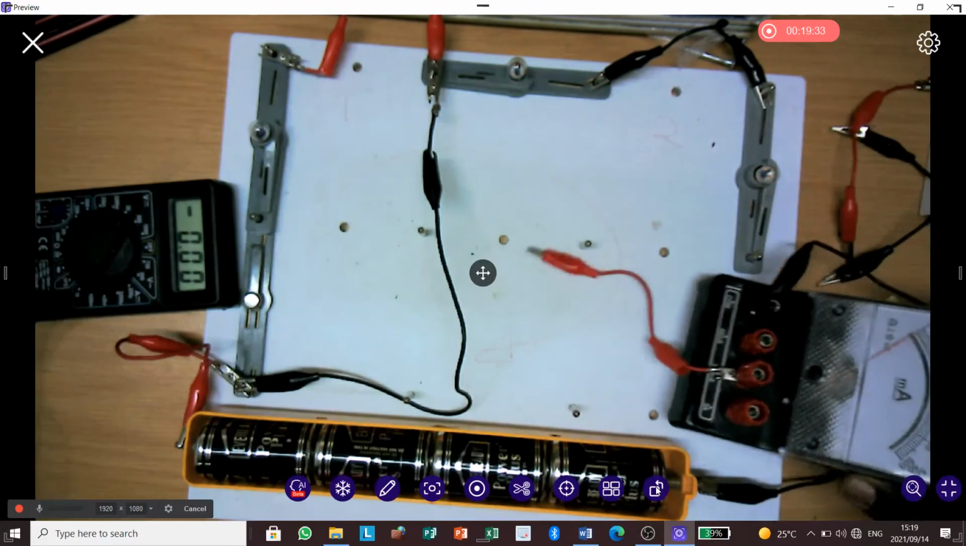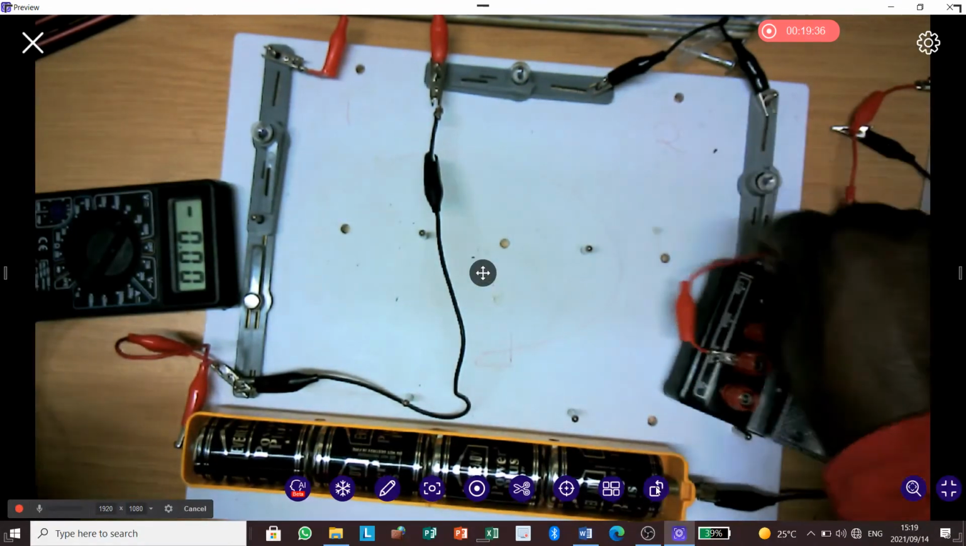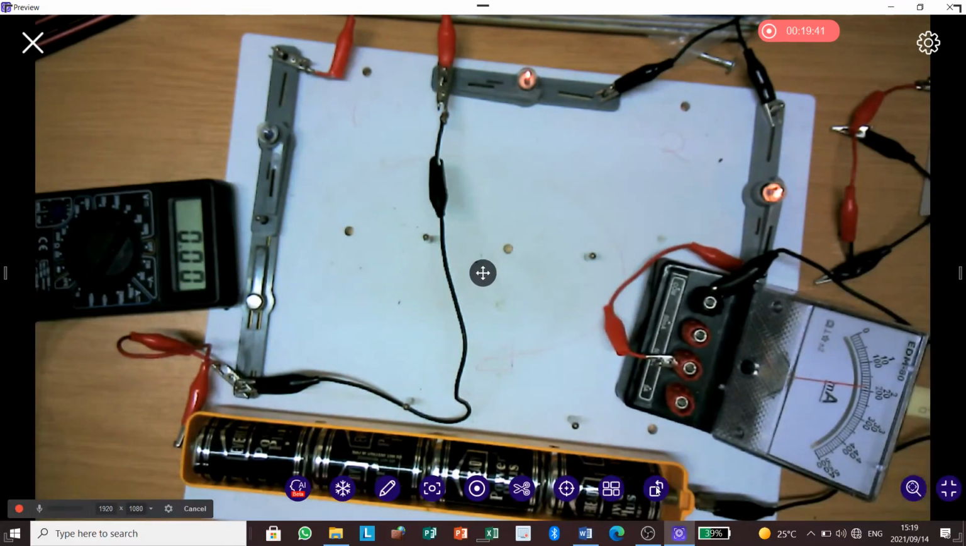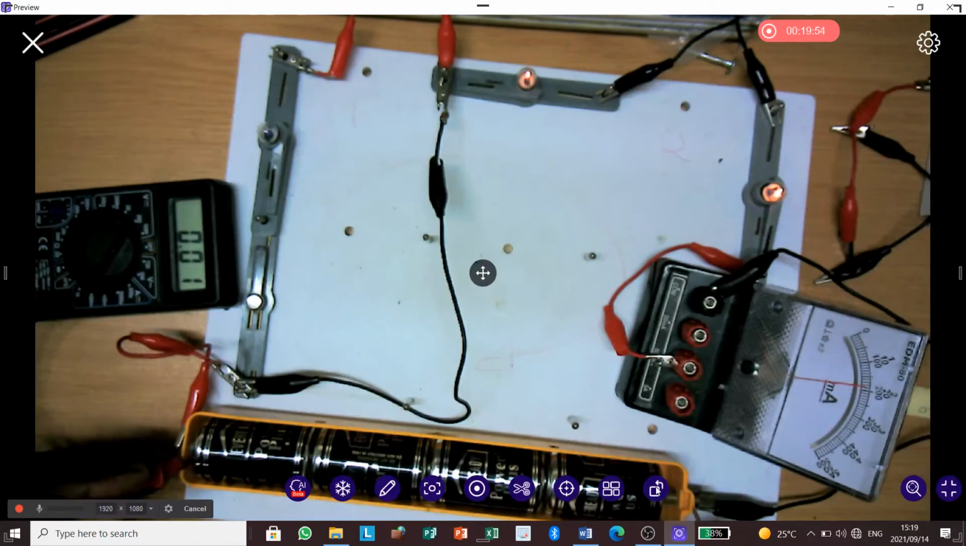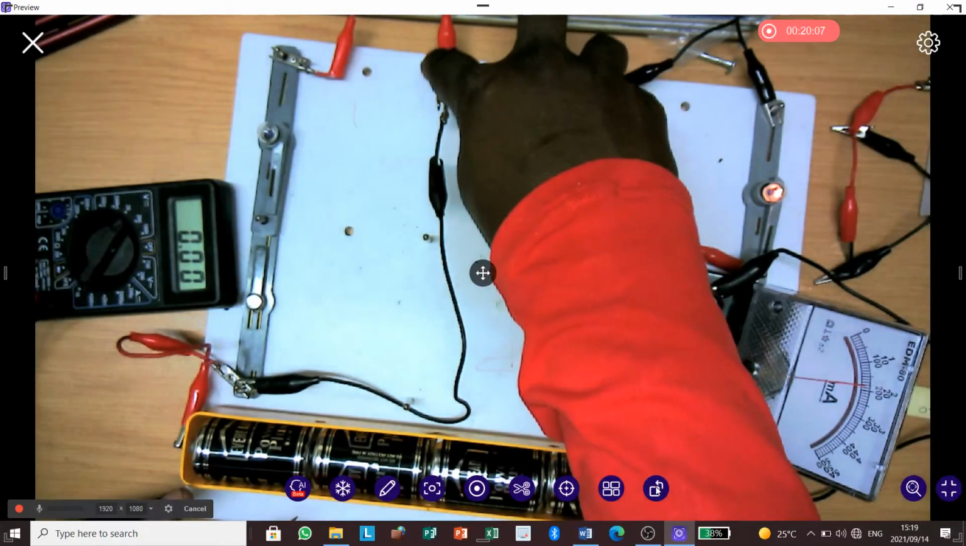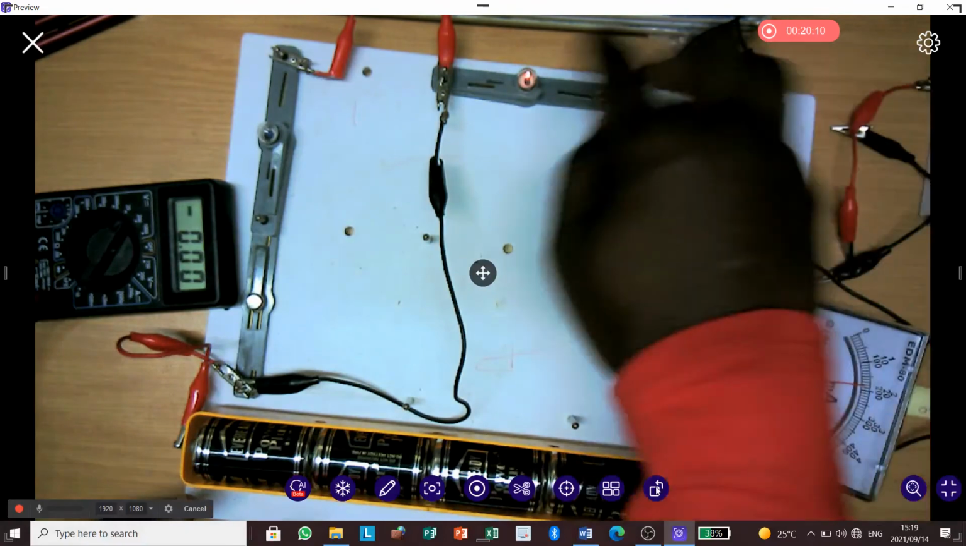Put my battery close so that we can all see it. Let's put my ammeter close as well. Right. So my battery is supplying 2,52 volts. So we expect that 2,52 volts coming from the battery to be divided equally among those two light bulbs.